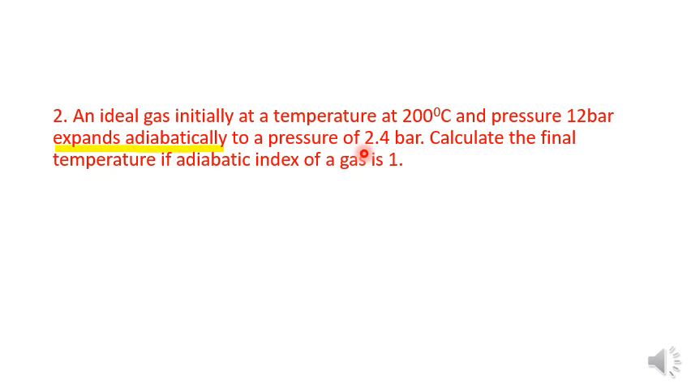Here the pressure is decreasing, the volume is increasing. Expands means the cylinder volume is increasing. When the volume of the cylinder increases, automatically the pressure decreases because pressure and volume are inversely proportional. That's why here 2.4 bar. Calculate the final temperature T2 if the adiabatic index of the gas is 1. Sorry, I think this is wrong. It's 1.4. I will check once.